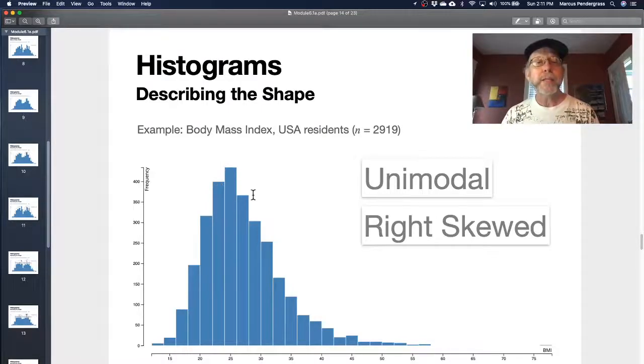We also would say that this distribution is right skewed, and that refers to this asymmetry in the distribution you see here. It has a long right tail, and that's what we mean when we say the distribution is right skewed. It has a tail going off to the right. So this is a unimodal right skewed distribution.